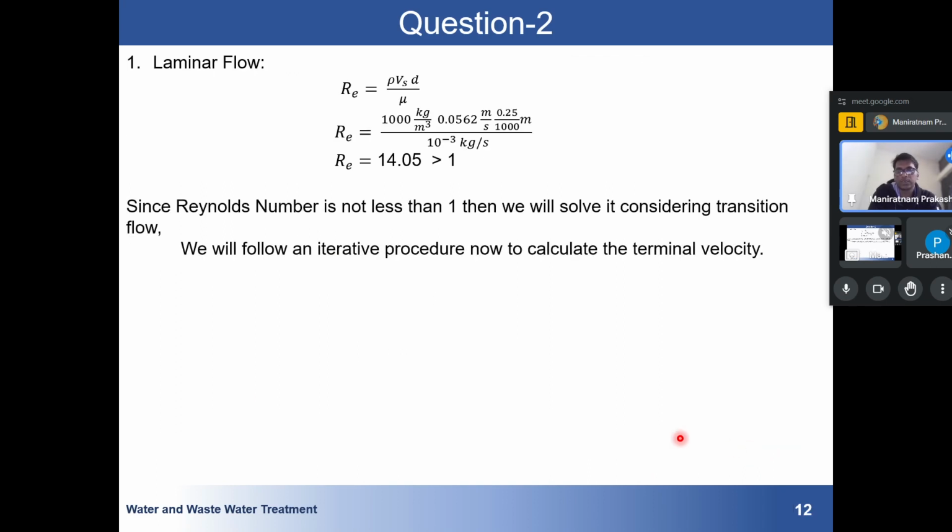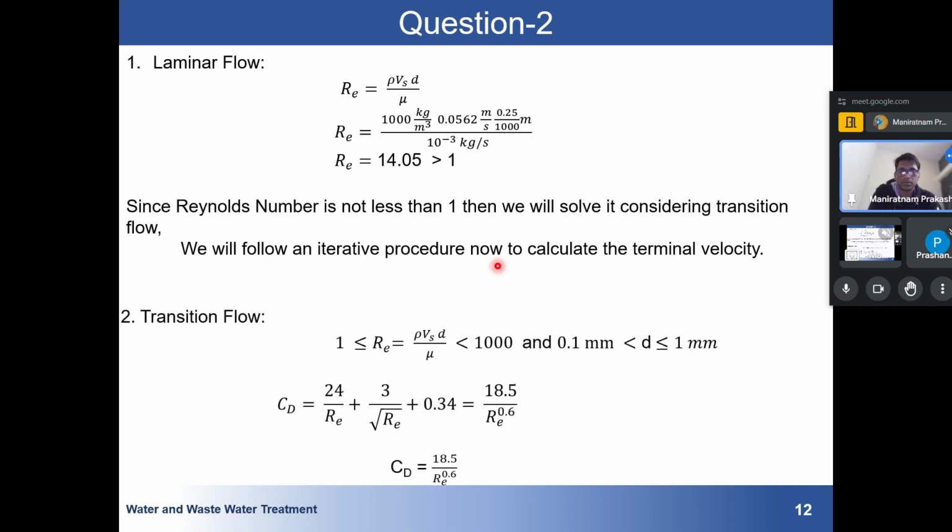So now the second condition is what I have written here: we will show an iterative procedure to calculate the terminal velocity. Actually, I have written it wrongly here. It's not an iterative procedure. So now see what I have done here, then I will explain why I have written it wrongly. For now I have assumed that this will be a transition flow. So this is transition flow, and these are the equations used for calculation of Re and for CD.